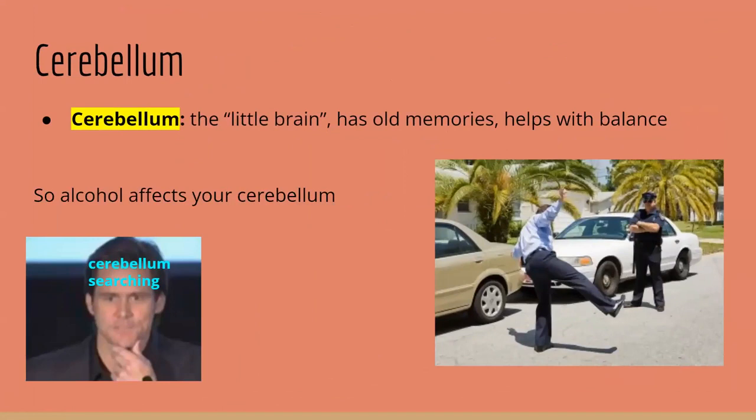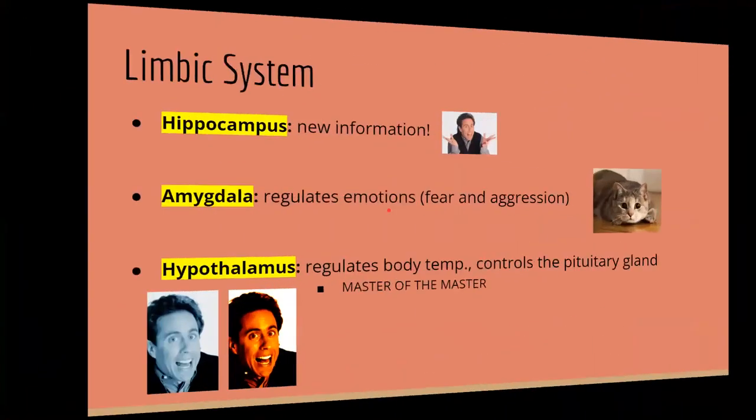Cerebellum, this is considered a little brain. It is below, or like at the back of the base of the brainstem. And it has old memories. So here's where your old memories are stored, but it also helps with balance. So old memories, think Jim Carrey, he's like, trying to think about something. It's in the cerebellum. Alcohol affects your cerebellum. Think when they're like, walk in a straight line. If you can't, that's because your cerebellum's not working right.